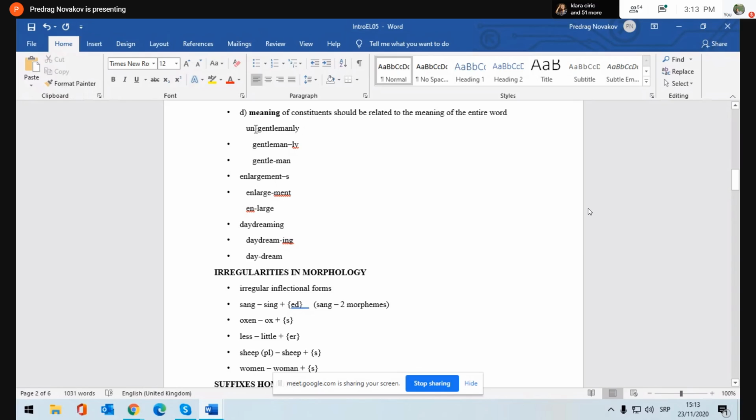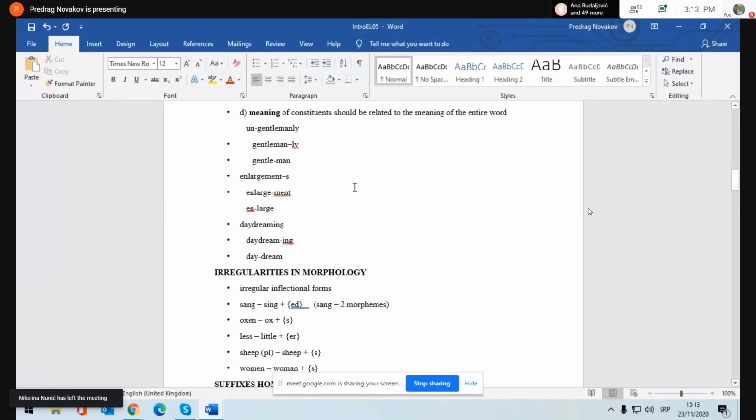So we have un and gentlemanly, and then you divide gentleman and ly, and then finally gentle and man. So gentle and man are ultimate constituents. Gentleman and ly, they are immediate constituents. Okay? The gentleman can still be subdivided, so gentle and man are ultimate constituents.